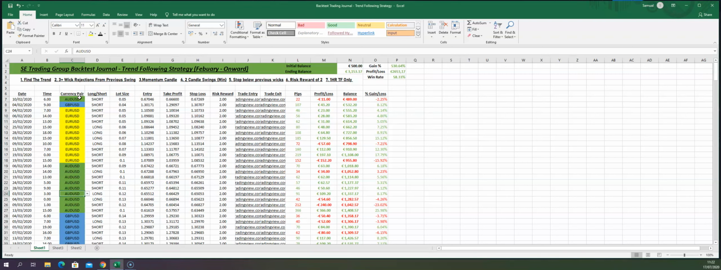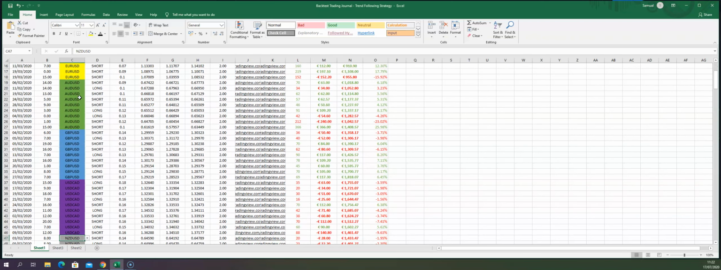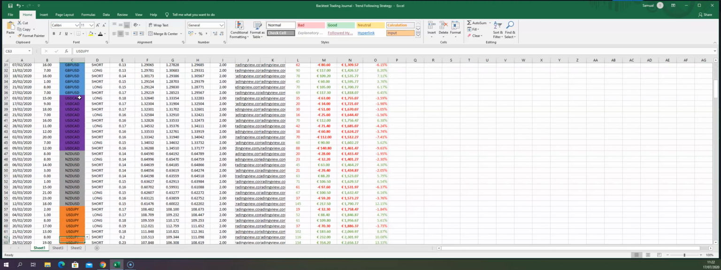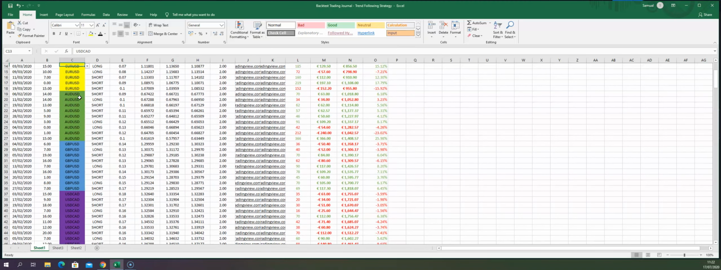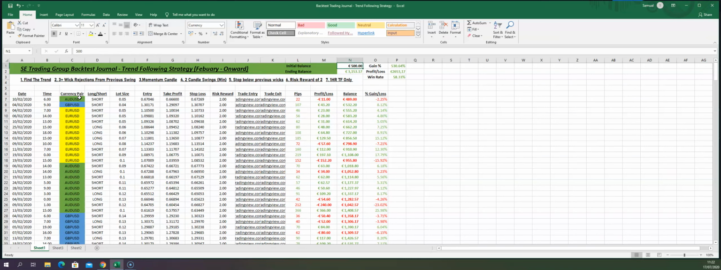Using the majors, so Aussie dollar, pound dollar, euro dollar, dollar CAD, New Zealand dollar, dollar Japanese yen. I didn't bother with dollar Swiss, dollar CHF, because I'm not a fan of the pair anyway. I hardly ever trade the dollar Swiss, USD CHF, so I never really add it to any of my backtesting because I never really trade the pair. I've lost a lot of money on dollar Swiss, so I avoid it.